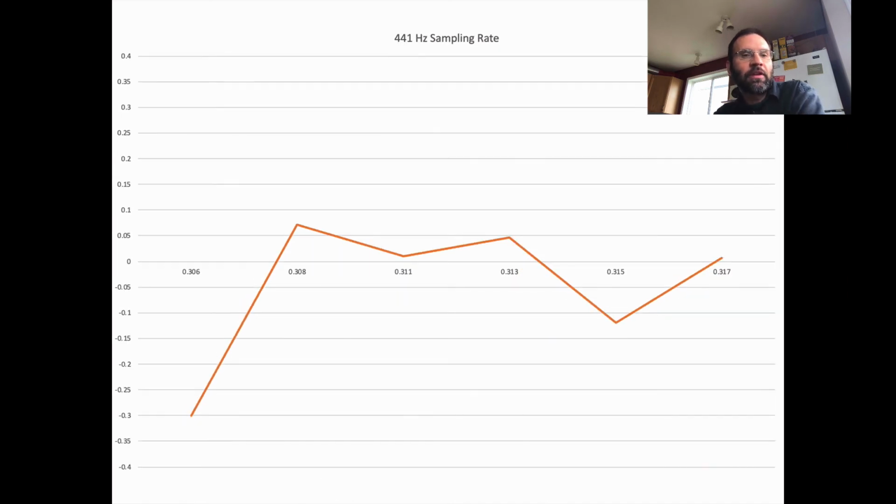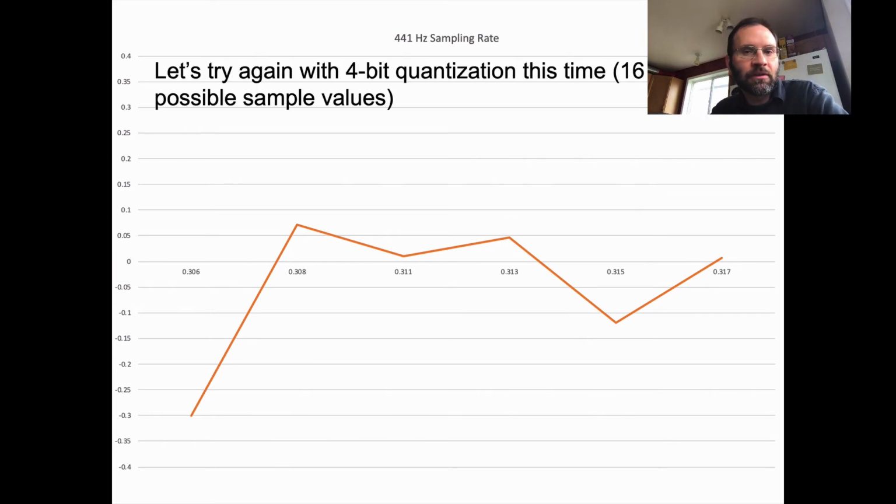We could try it again with a slightly higher bit depth, as it's called. So I'm going to use 4-bit quantization this time, in other words, 16 possible amplitude values. Again, I'm cheating: there are 8 on this side of 0, 8 on this side of 0, and 1 in the middle, so 17, but it's basically the same idea.